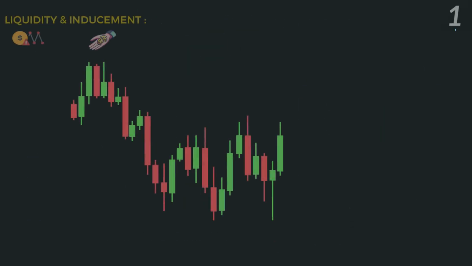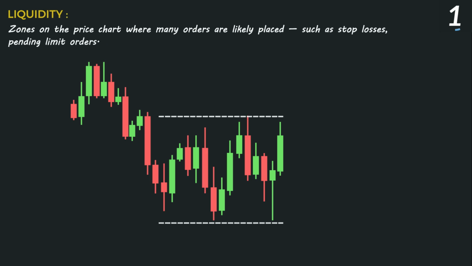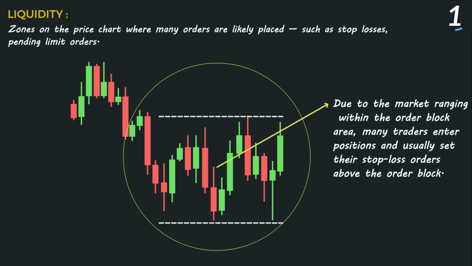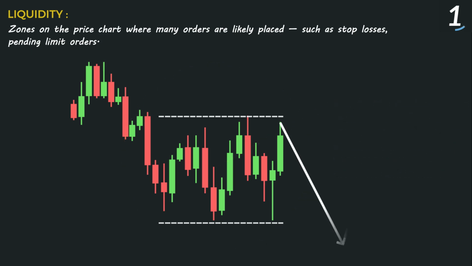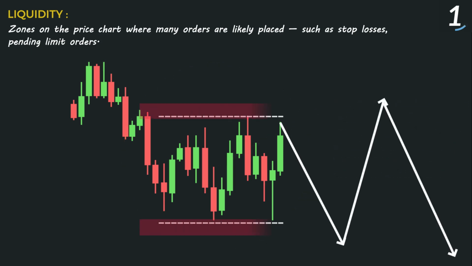Let's begin by defining liquidity and inducement, as they are often confused but represent distinct concepts. Liquidity refers to areas on the price chart where a large number of orders are likely resting, such as stop losses or pending limit orders. Market makers and institutional traders often target these zones to trigger stop losses or to fill large positions efficiently.